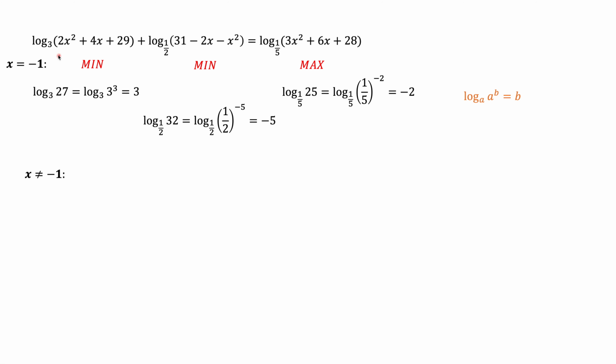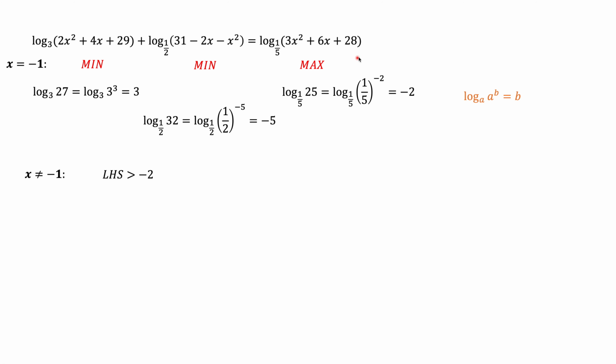Since we achieved the minimum right here at the point of minus 1, and we achieved the minimum at the same point right here, it means that the sum of these logarithms also achieves a minimum at the point of minus 1. And that means that for any other point other than minus 1, the left-hand side should be greater than minus 2.